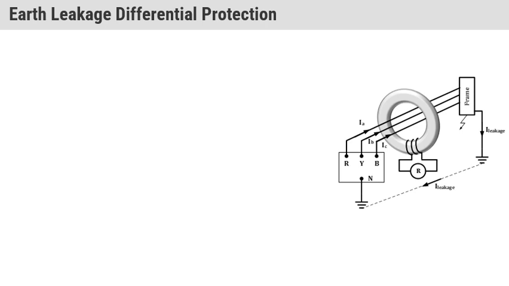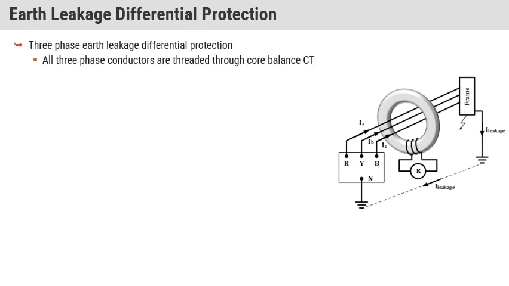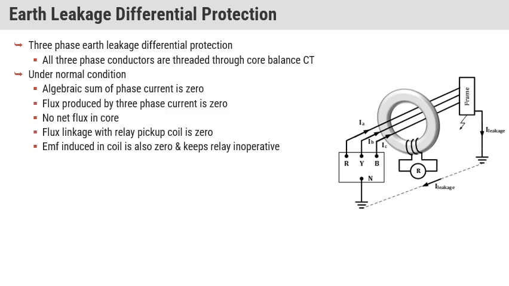You can also see another type of arrangement for earth leakage differential protection. In three-phase earth leakage differential protection, all three phase conductors are threaded through a core balance transformer. Under normal condition, the algebraic sum of the phase currents is zero. The flux produced by the three phase currents is zero, there is no net flux in the core, and the flux linkage with the relay pickup coil is zero. The EMF induced in the coil is also zero and keeps the relay inoperative.